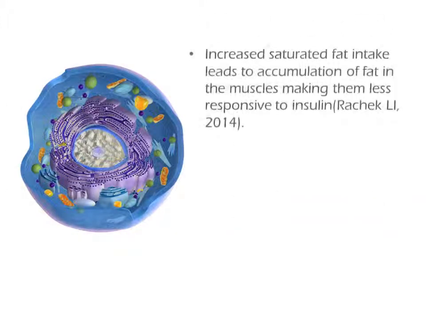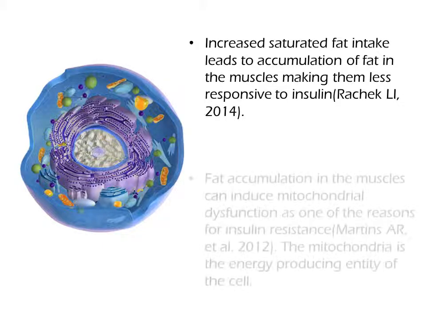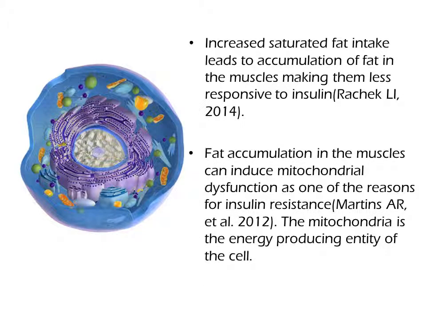Increased saturated fat intake leads to accumulation of fat in the muscles, making them less responsive to insulin. Fat accumulation in the muscles can induce mitochondrial dysfunction as one of the reasons for insulin resistance. The mitochondria is the energy-producing entity of the cell.